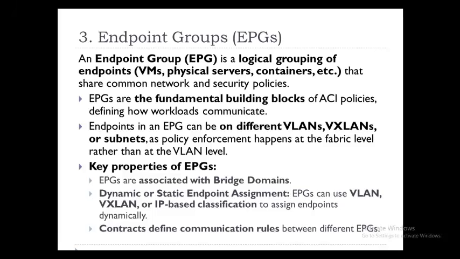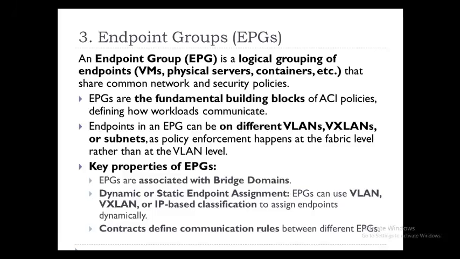An EPG can use VLAN or VXLAN or IP-based criteria to assign an endpoint dynamically. So depending on your need, when a device is connected to a VLAN, you want to identify it as a group of devices, as an EPG, depending on VLAN or IP address or VXLAN ID. Now some devices can also send a VXLAN ID. You can extend to the server. So when a server comes with a VXLAN ID, then that will be in another EPG.